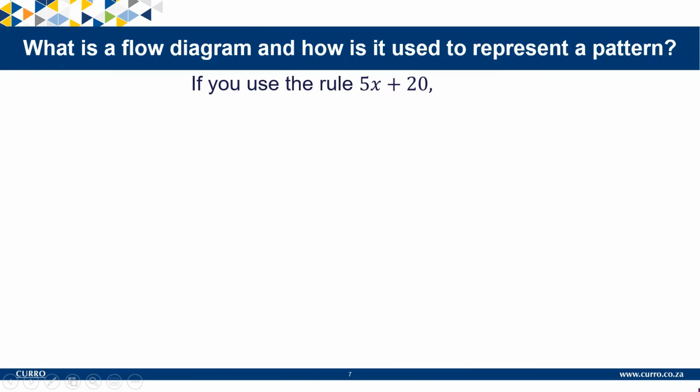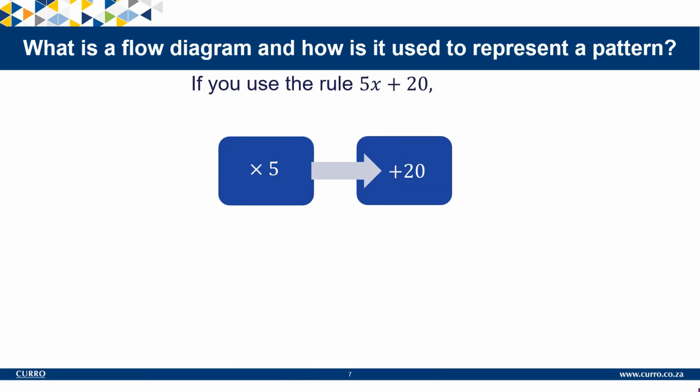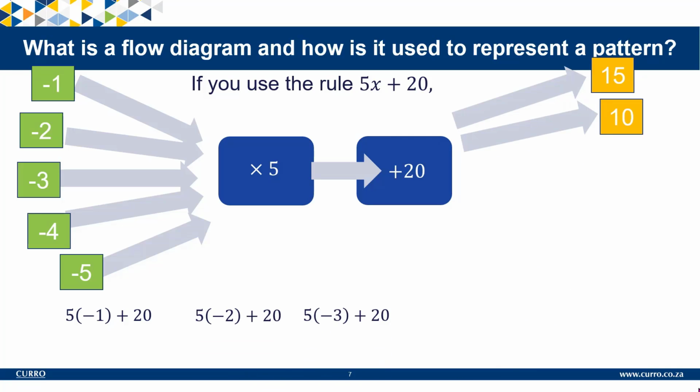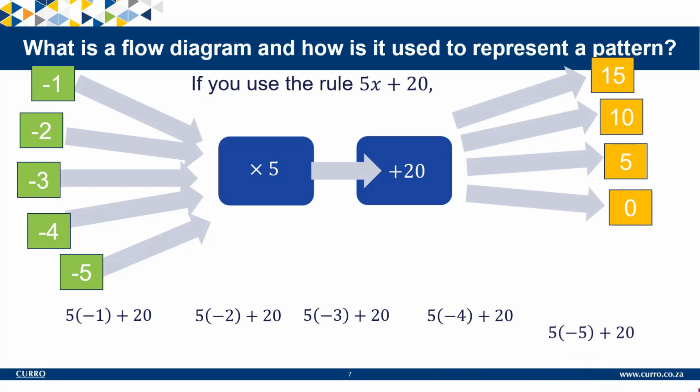If you use the rule 5x plus 20, it means you'll have to times an input number by 5 and then add 20. So we've got a couple of input numbers, and we'll have to use substitution to get the output numbers. A relationship between variables in which there is only one output number for each input number is called a function. So this is a function. So we'll substitute -1 for x, and then 5 times -1 is -5 plus 20 is 15. We'll do the same for -2, -3, -4, and -5. This is our flow diagram.